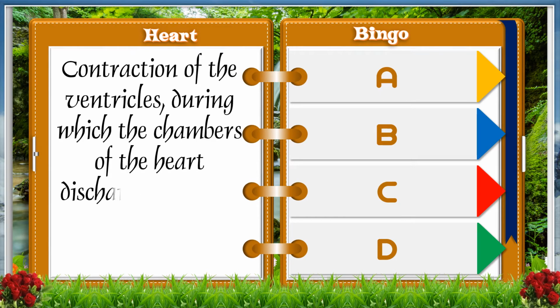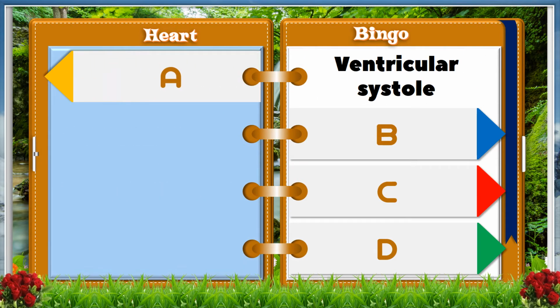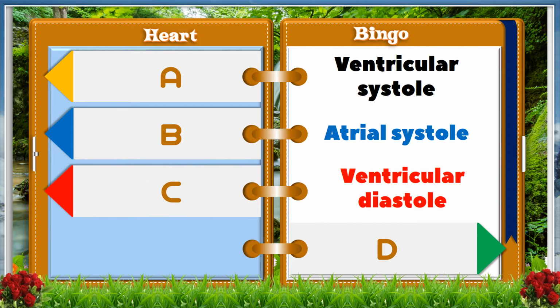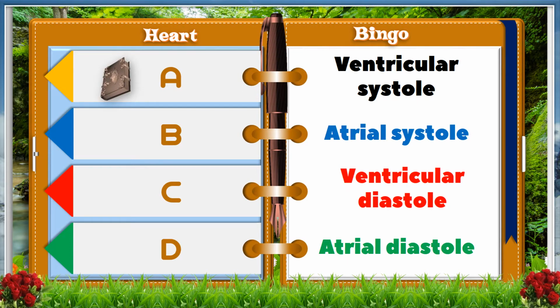Contraction of the ventricles, during which the chambers of the heart discharge the blood. This occurs during the cardiac cycle. A. Ventricular systole. B. Atriosystole. C. Ventricular diastole. D. Atrio-diastole. And the answer is A. Ventricular systole.